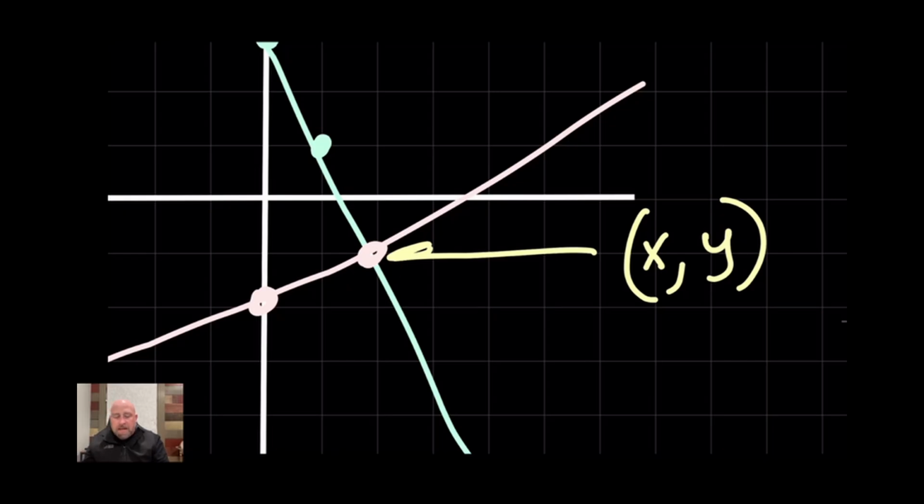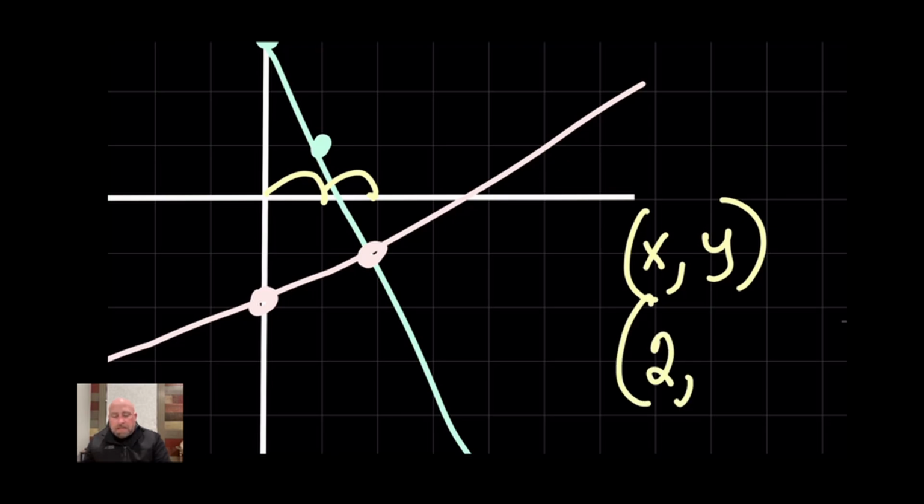So what is our x? 1, 2, it's 2 over. So our x is 2. And then we're going to go down 1 on the y. So if we go down, it's negative. So that's going to be a negative 1 over here on the y.